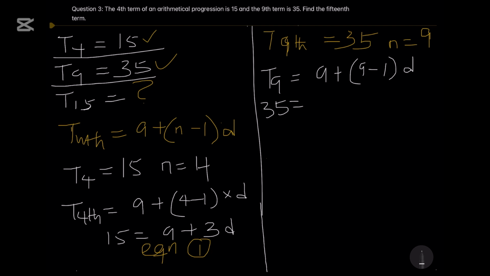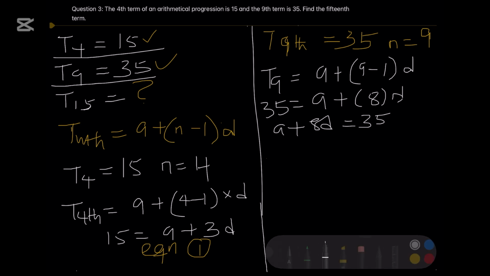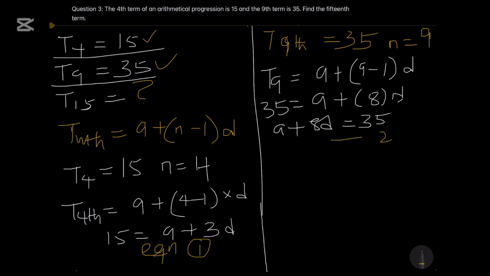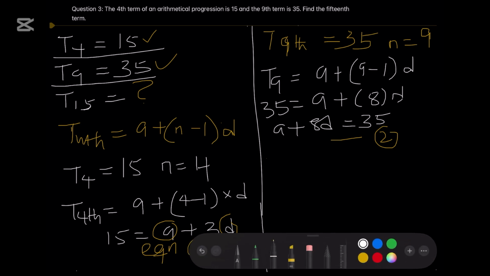So we have A plus 8D is equal to 35. We can call this our equation 2. So now we are able to generate two equations from these two statements. The next thing is solving them simultaneously. Solving them simultaneously, we can get our A and our D, the common difference. So how do we solve them simultaneously? With our idea of simultaneous equations.